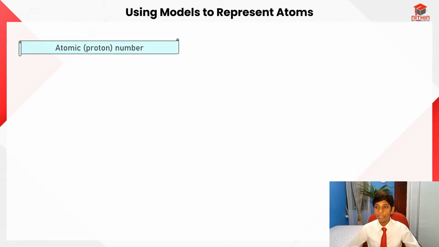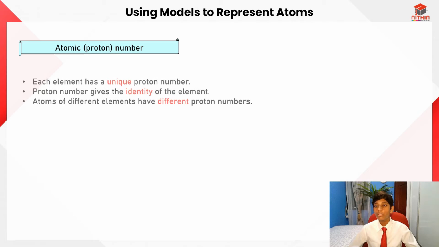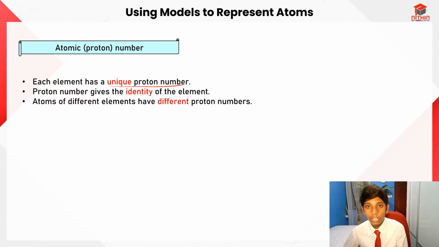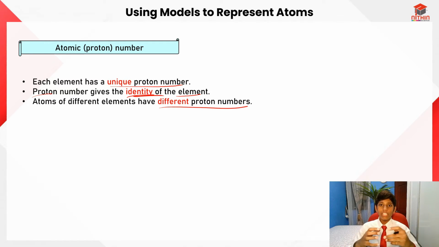Next we have the atomic number, the proton number. Each element has a unique proton number, and it is given to us in the periodic table itself. The proton number gives the identity of the element, so atoms of different elements have different proton numbers. We can find out the number of electrons in an atom using the proton number given in the periodic table, because we have just learned the rule that the number of protons equals the number of electrons in an atom.